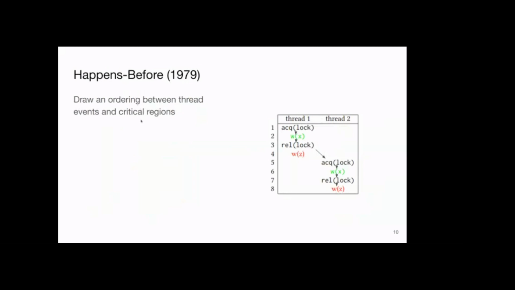It also draws an ordering between any critical regions. Here, there's a critical region which acquires a lock. In the second thread, there's another critical region on the same lock object. So there's an ordering between the two critical regions. And here, there are two writes to the same variable, and these writes are not ordered. In other words, you can think of it as there's no path from one write to the other. So this is a race condition that is detected by happens-before. There are two accesses to the same object that are not ordered.